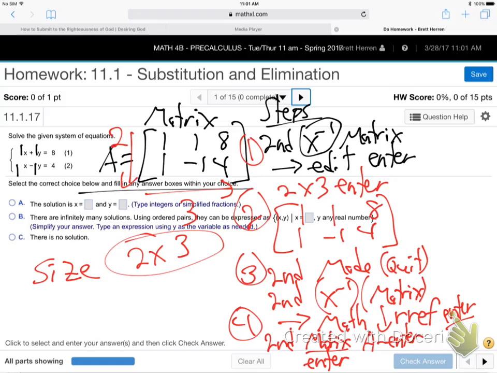6, 2. The answers appear in the right-hand column. Don't worry about that 1001. I could explain to you what that is, but our answer is right over here, 6, 2. It'll solve them automatically for you.